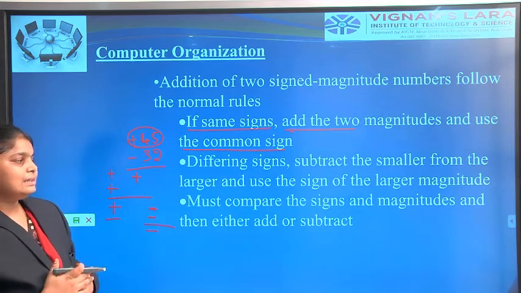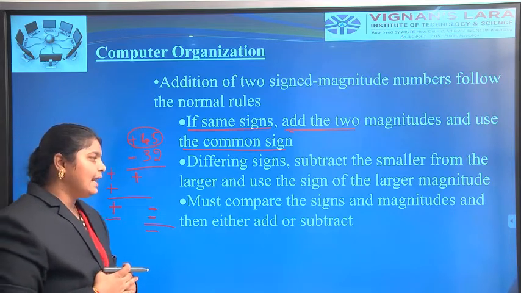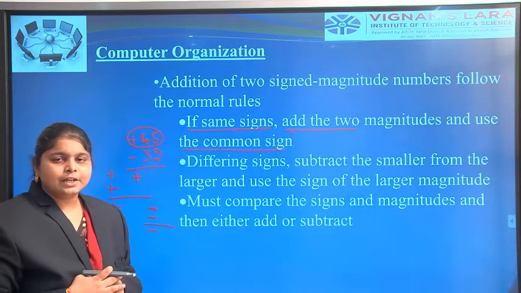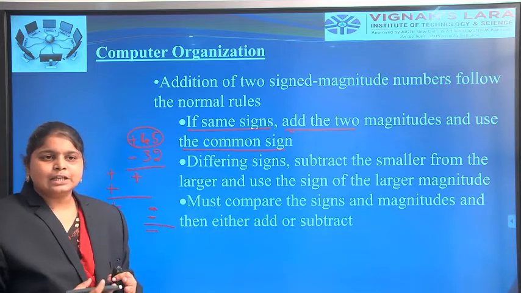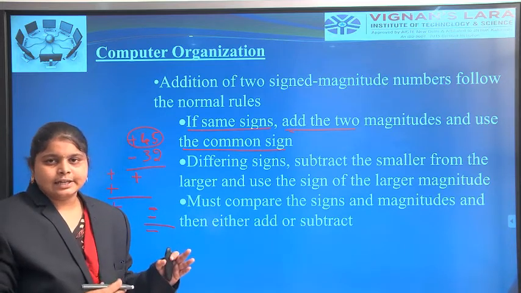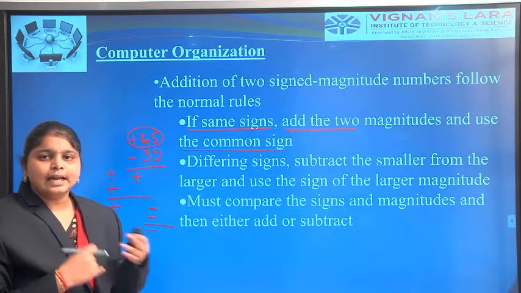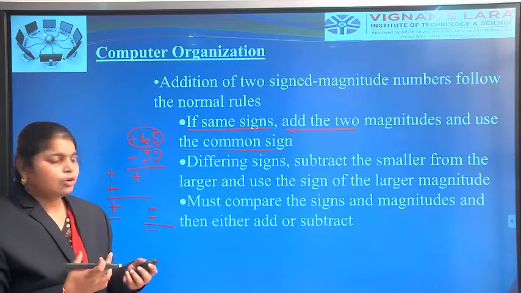Okay, we must compare the signs and magnitudes and then either add or subtract. Comparison of signs: whichever number is biggest, its sign will be taken for the resultant output.